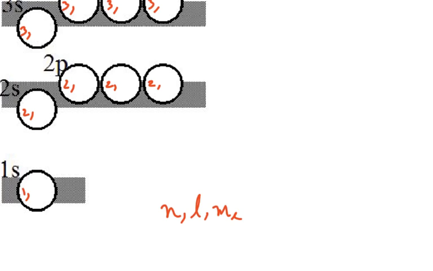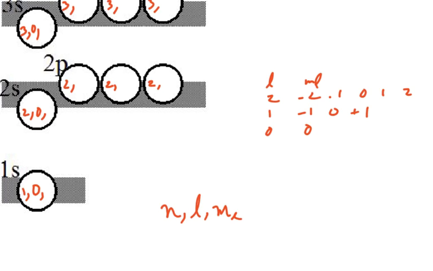So for 1s, n equals 1. L, because it's an s orbital, is 0. And when L is 0, m sub L, I'll make a little chart: if L is 0, then m sub L has to be 0. When L is 1, m sub L can be -1, 0, or +1. When L is 2, m sub L can be -2, -1, 0, +1, or +2, etc.